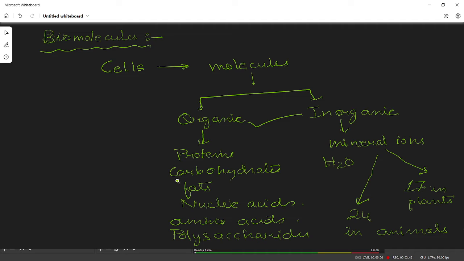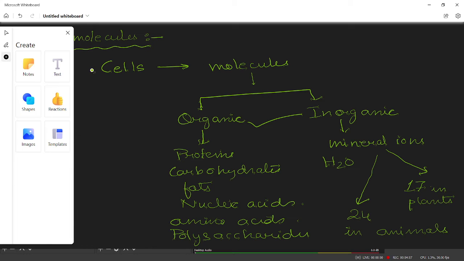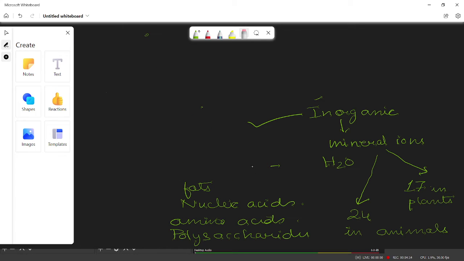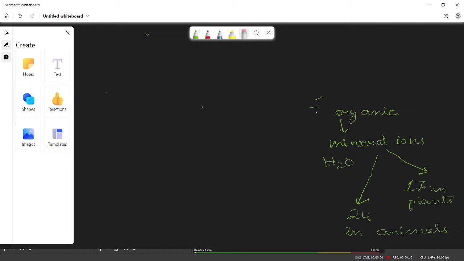So all these constituents of the cells, if we need to extract them and if we want to study them, then for this we need to do an extraction procedure, in which we will take living tissues and we will also take trichloroacetic acid. So let me draw this.